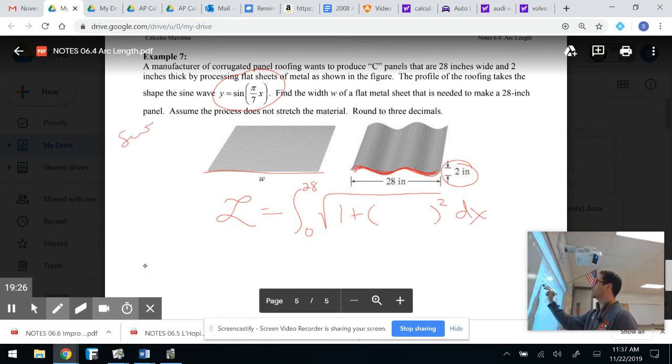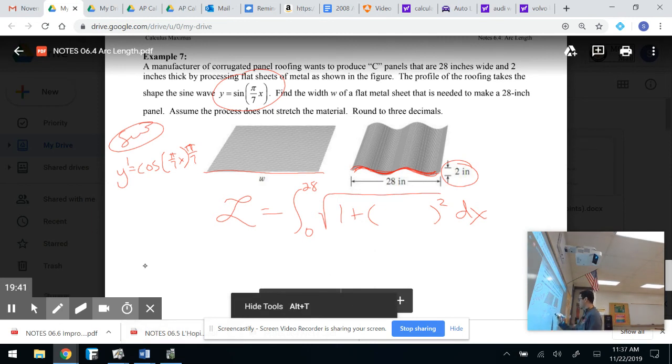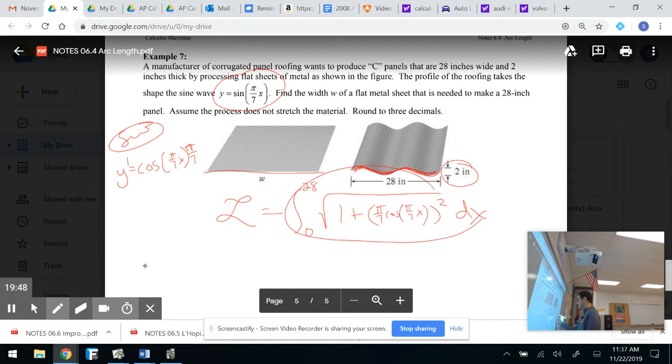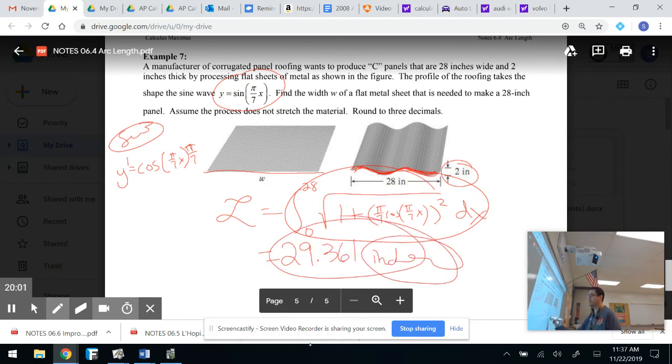So we do a little side work. We go y prime. Derivative of sine is cosine. Don't you dare touch that inside. Take the derivative of that inside, which is pi over 7. And then we just plug that in here. Pi over 7 cosine of pi over 7 x. Definitely a calculator. Plug that in, and I got an answer of 29.361, and I think they're talking about inches. So there we go. That's it for arc length.